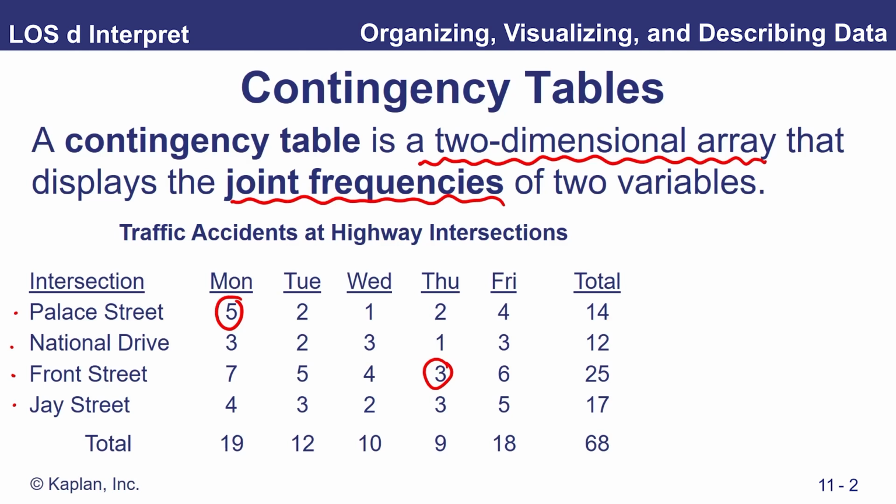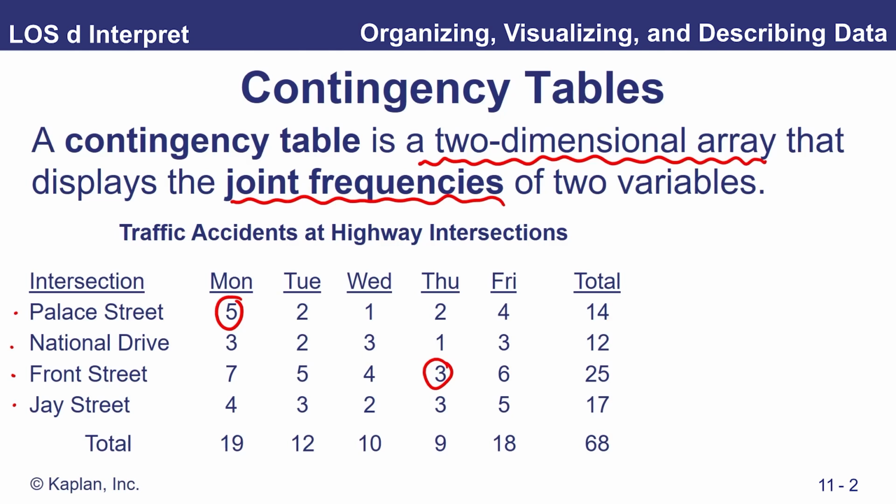Now these joint frequencies can be displayed as absolute numbers, and in this case we've got absolute numbers, the number of accidents. But what we could do is display them as relative numbers, i.e. percentages, if we wanted. You can do that as well.